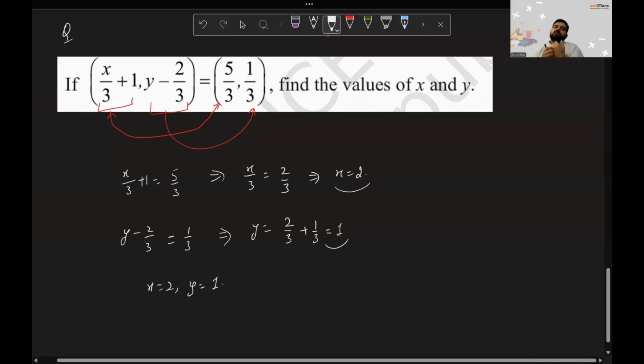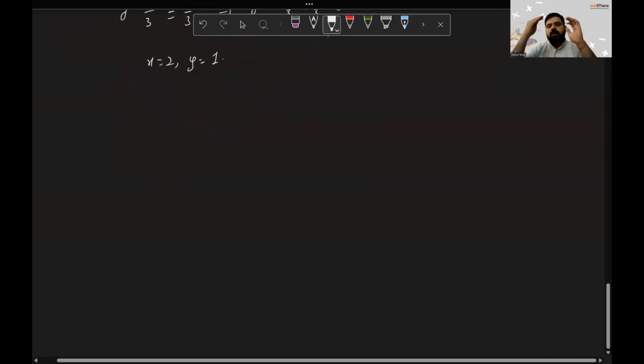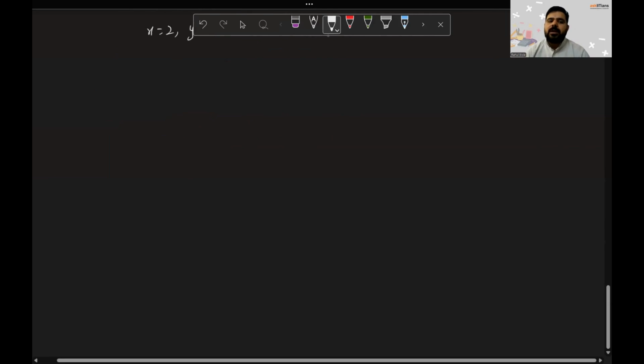So this kind of question you might find for 1 mark, where you'll have to equate the first part and the second part and find the value of x and y, or a and b, or whatever variables are given to you. Right? So I hope things are clear till here. We now understand what cross product is, what an ordered pair is, and when we can say two ordered pairs are equal or not, and what an ordered triplet is.